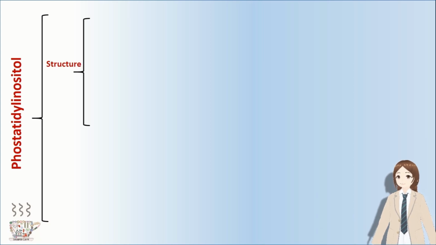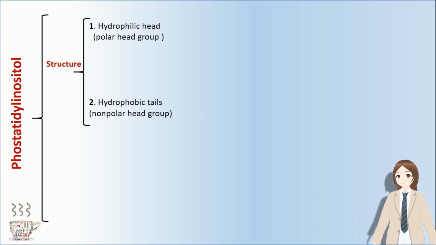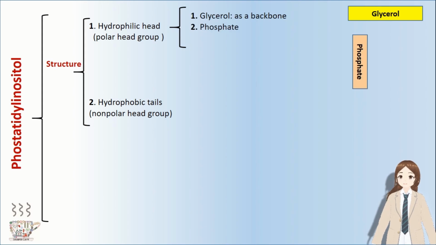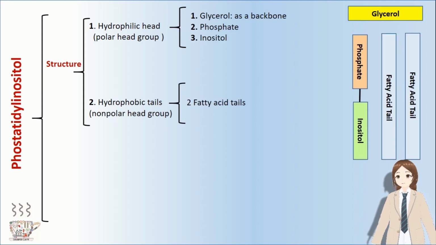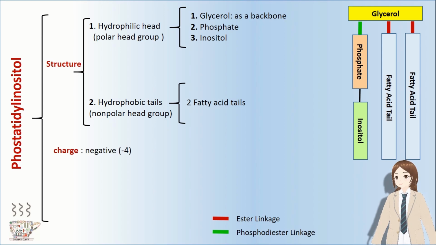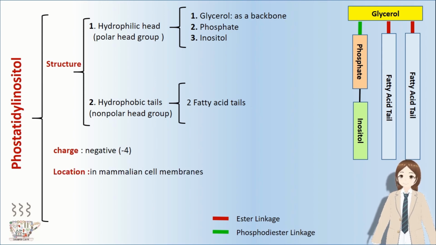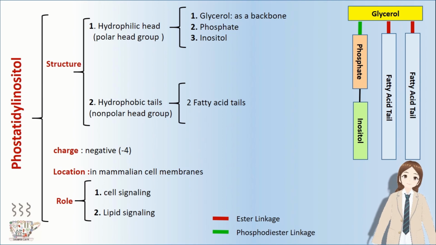Phosphatidylinositol. Phosphatidylinositol has the same structure as other phosphatidyls, except for inositol. It carries 4 negative charges, is located in mammalian cell membranes, and it plays roles in cell signaling and lipid signaling.